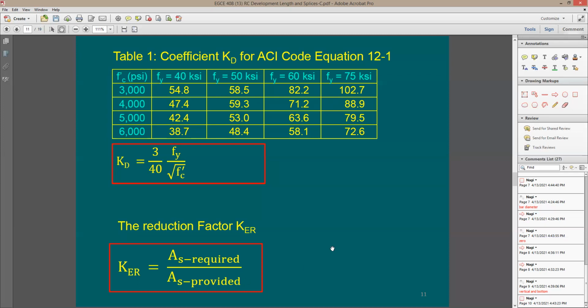Let's say I was looking for this A sub S to be 3 number 5. I provided 4. It means I can use 3/4 of this development length. Make sense? Yes? No? Yes. Okay, thank you.